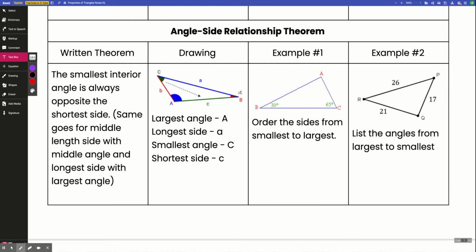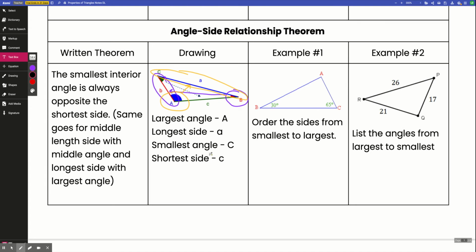So here in the drawing, if you see angle B, the one marked in red, is the smallest angle. And it is across from the shortest side, right? That side marked in red is the shortest side. Similar idea with angle A and side A. Angle A is the biggest angle, the one marked in blue, and the longest side is side A, which is right across from it. And then obviously, again, same thing goes for the middle side.